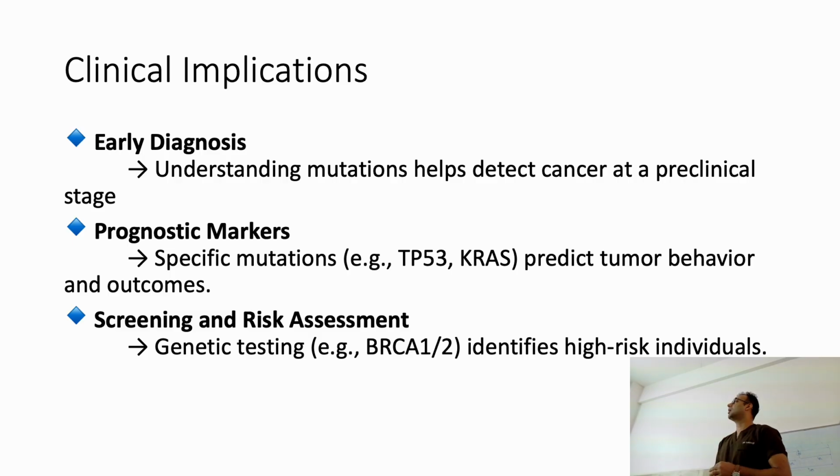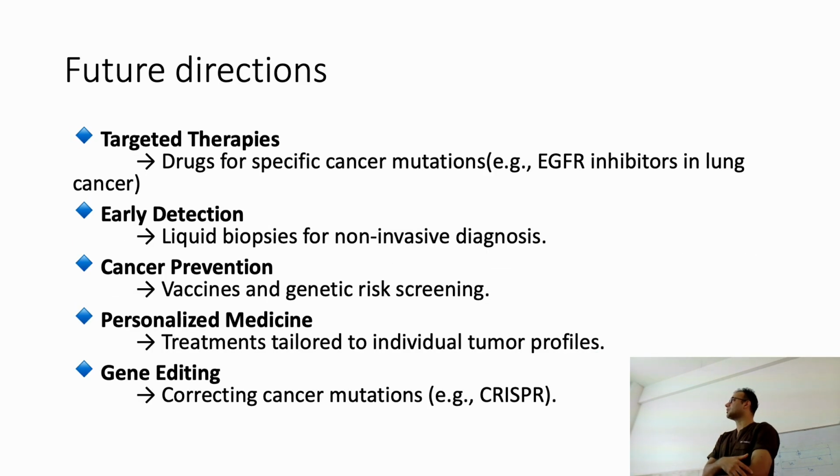And the understanding of this carcinogenesis has important clinical implications, like in early diagnosis. The recent concept of liquid biopsy, circulating tumor DNA, and DNA methylation markers can help in early diagnosis, and some of them can also help as prognostic markers, that is, specific mutations. TP53 and KRAS are associated with poorer outcome and aggressive behavior of the tumor. And it also helps in screening and risk assessment, the most important genetic testing being BRCA1 and BRCA2.